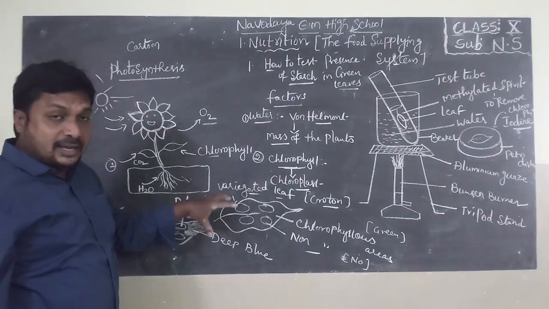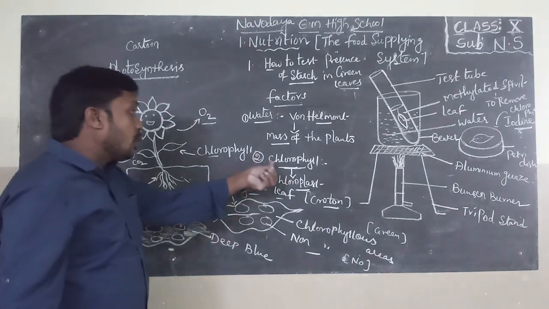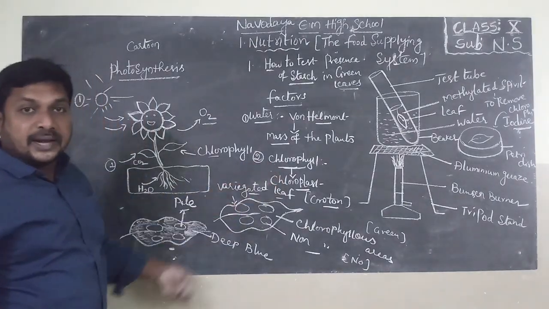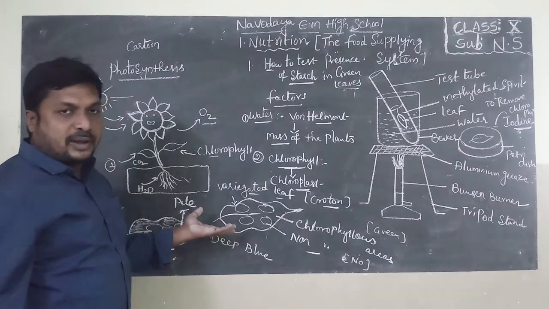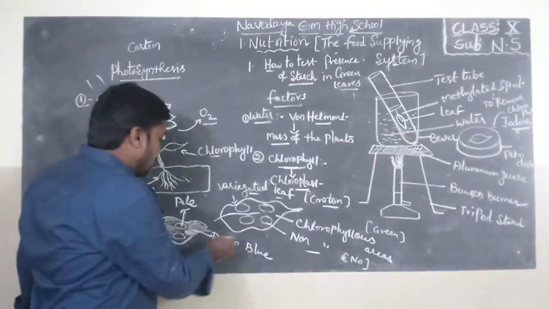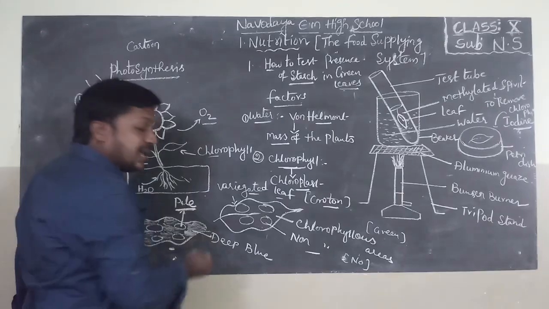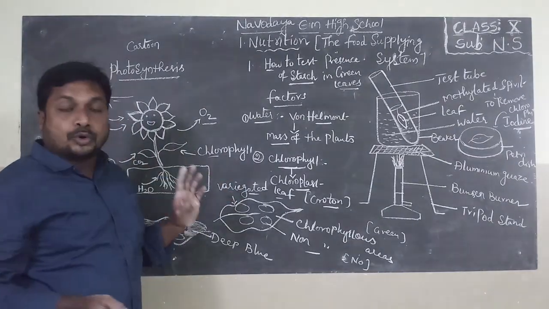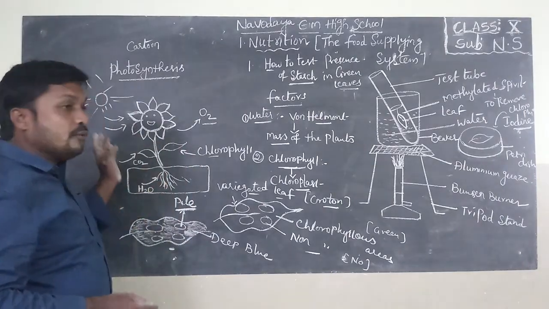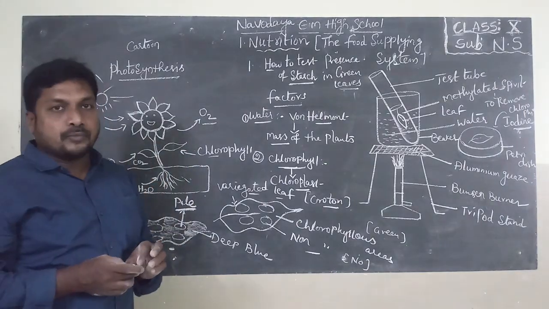Based on this activity, we concluded that chlorophyll is also very essential to green plants to perform photosynthesis. Without chlorophyll, green plants cannot perform photosynthesis. That's why the part which does not have chlorophyll turns into pale color due to the absence of starch. So based on this, we concluded chlorophyll is the internal factor which is essential to green plants to perform photosynthesis.